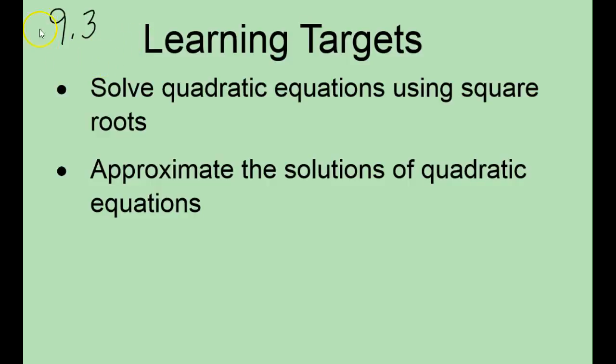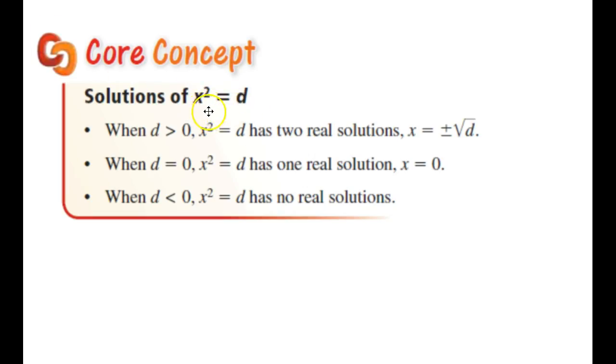All right, here we're looking at section 9.3. So today our learning targets are to solve quadratic equations using square roots, and then we're going to approximate the solutions of quadratic equations. So the first thing we want to look at is when we can solve a quadratic using square roots, we end up with x squared equals some constant term on the other side.